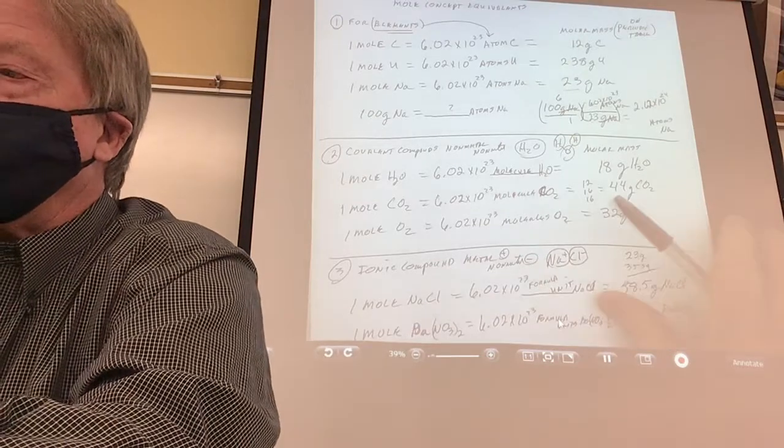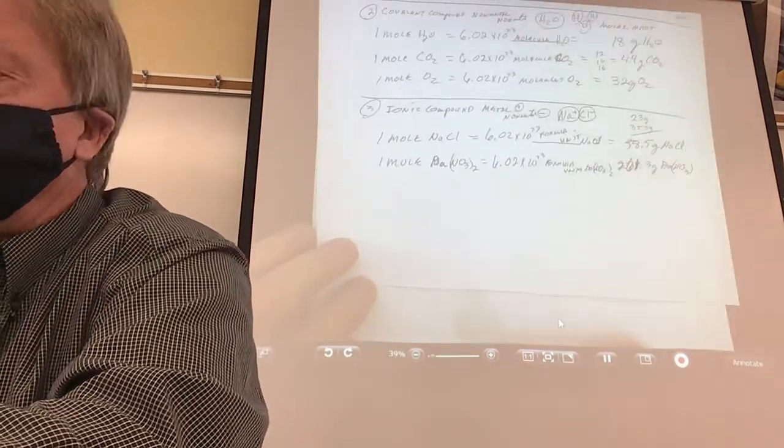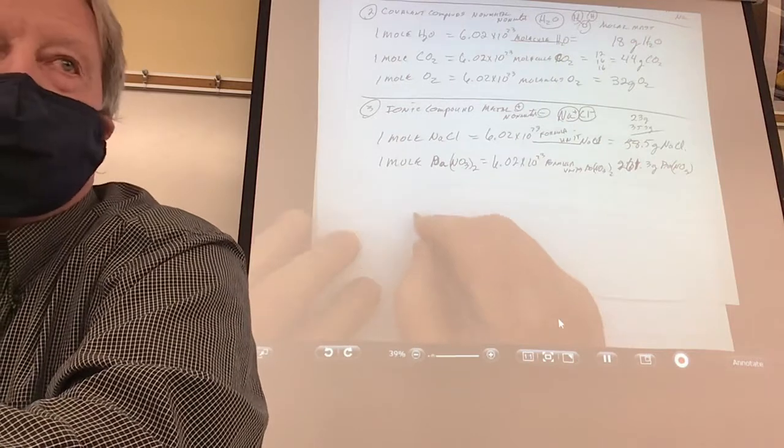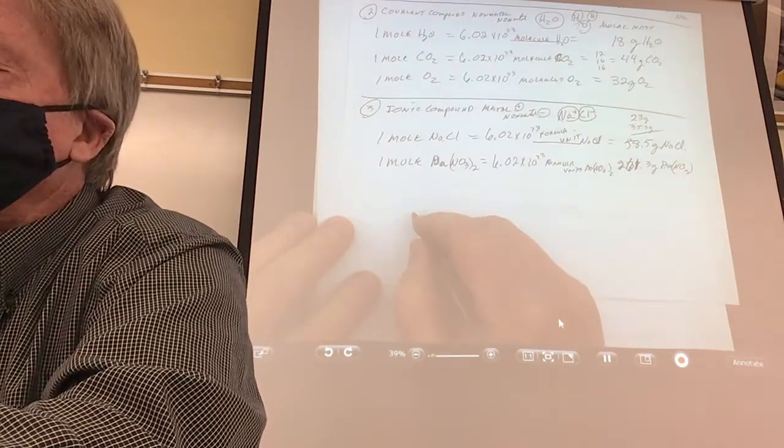Now, let's do one more factor label problem. How about that? I'm going to make one up. You see if you can come up with it, okay?